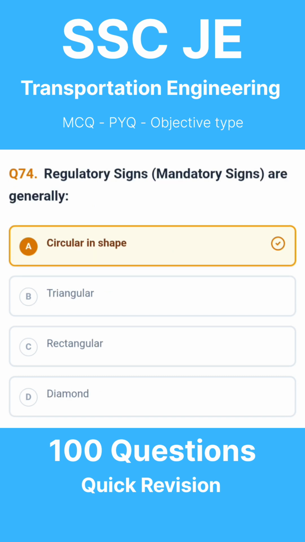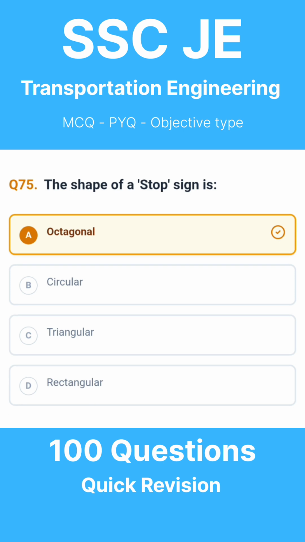Question 74. Regulatory signs, mandatory signs are generally. The correct answer is circular in shape. Question 75. The shape of a stop sign is. The correct answer is octagonal.